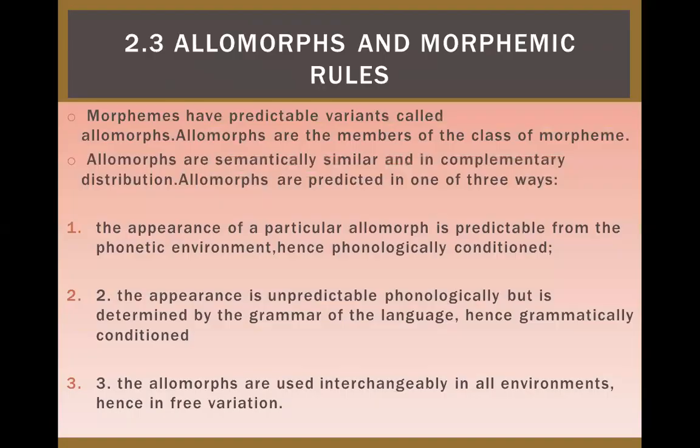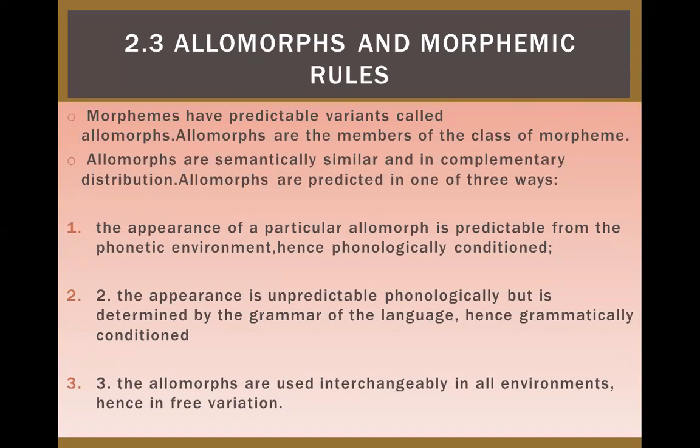When it comes to allomorphs and morphemic rules, morphemes have predictable variants called allomorphs. Allomorphs are the members of the class of a morpheme. Allomorphs are semantically similar and in complementary distribution. Allomorphs are predicted in one of three ways.